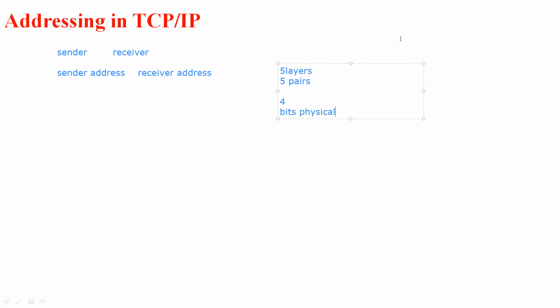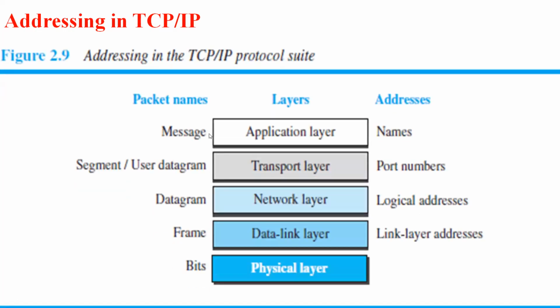So let's see addressing in the TCP/IP protocol. The physical layer doesn't need any addressing mode, since it takes only bits. The unit of data exchanged at this physical layer is a bit, so there is no need of any address. It is directly exchanged. This figure shows the addressing in the TCP/IP protocol.